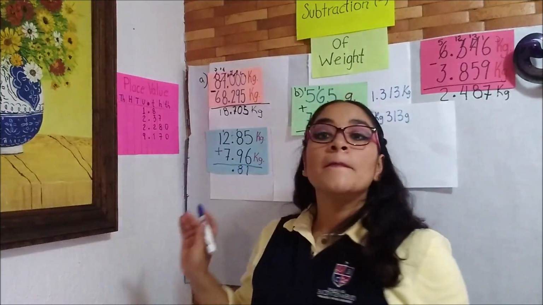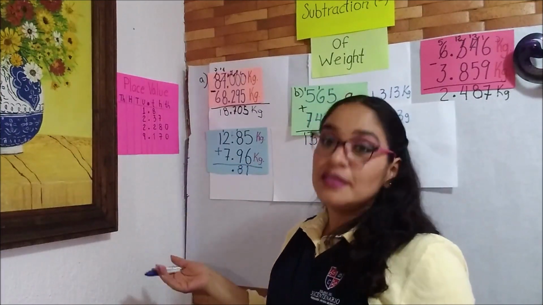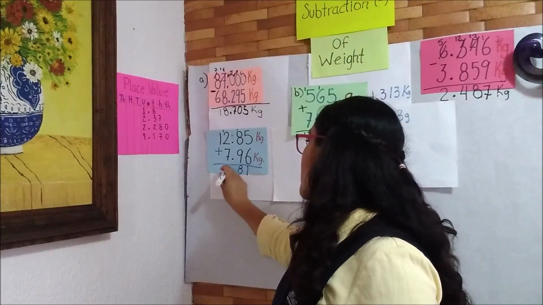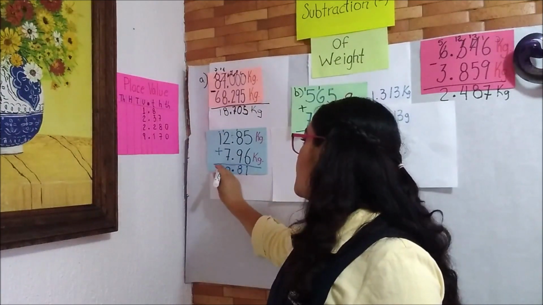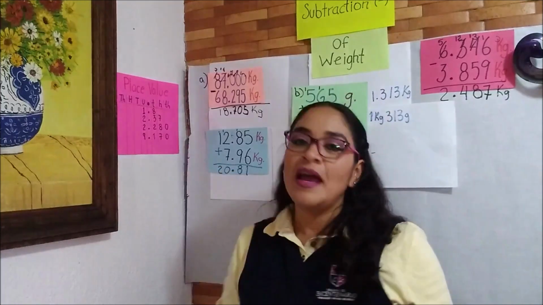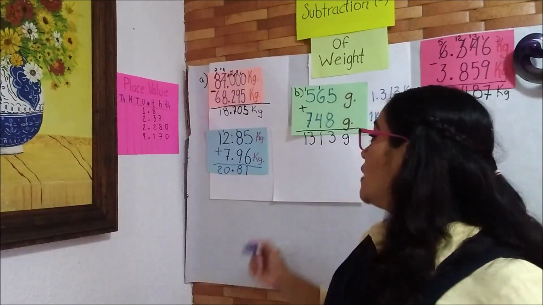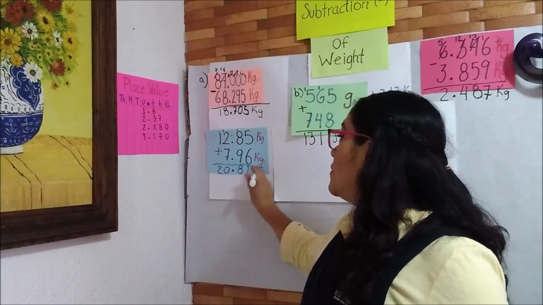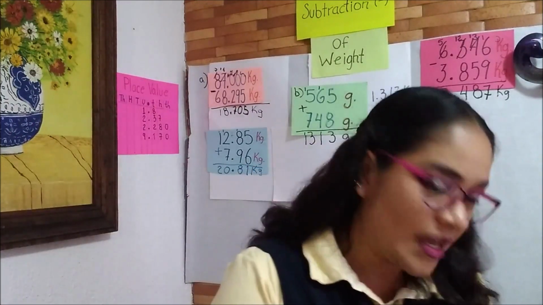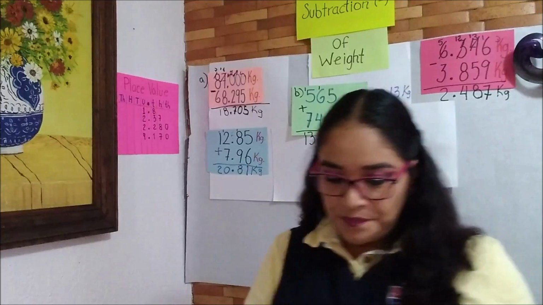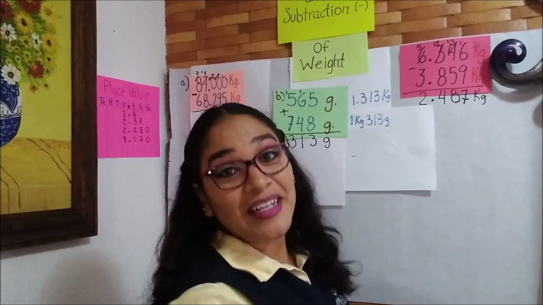Now 3 plus 7, 10, and 1 plus 1, 2. All right, guys, we have a total weight of 20.81 kilograms. Okay? Well. Wow! All right, read with me.